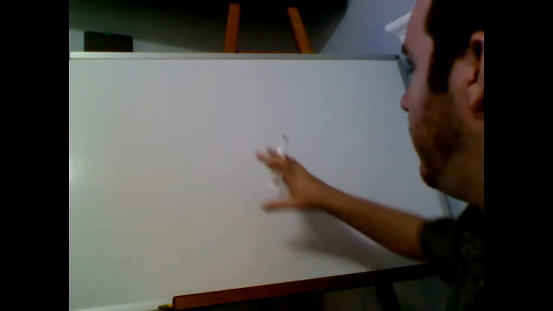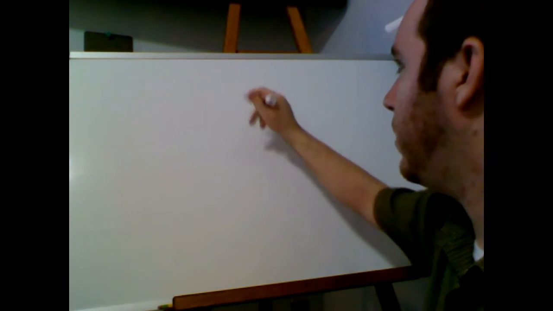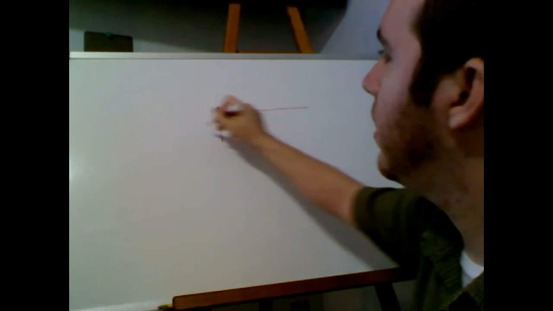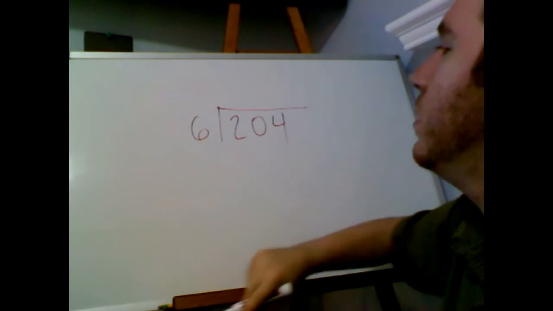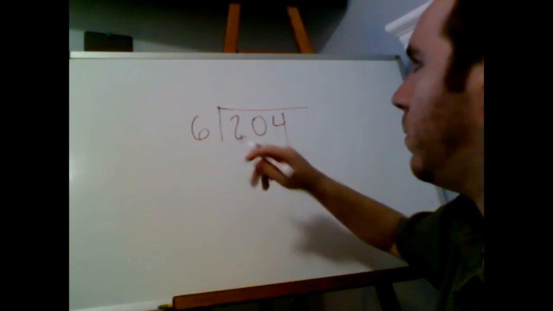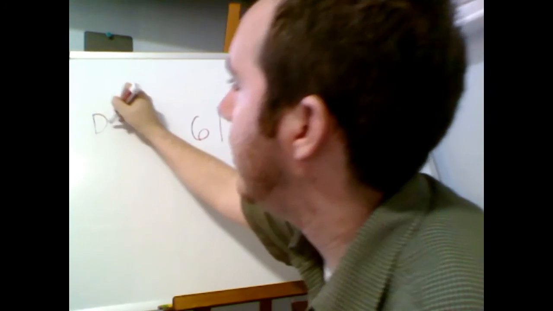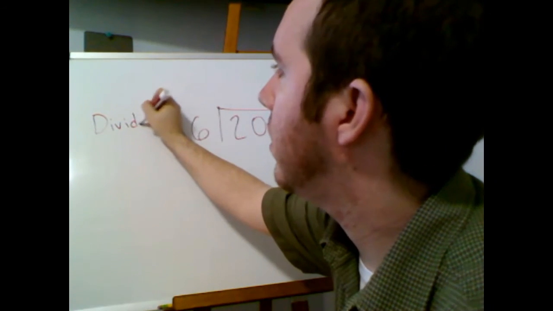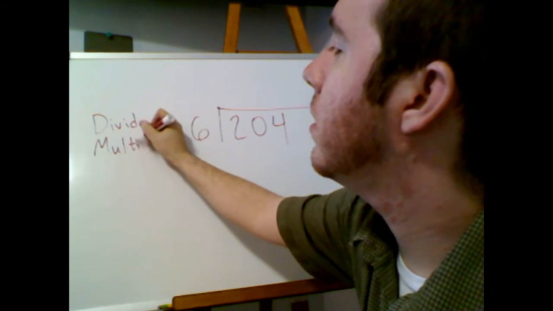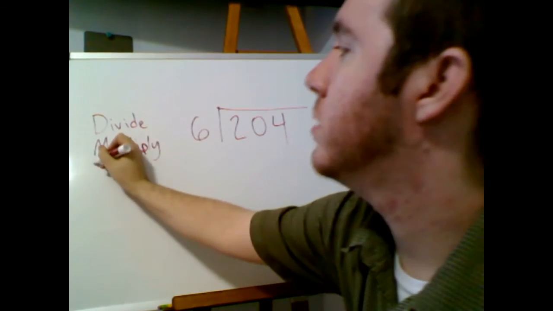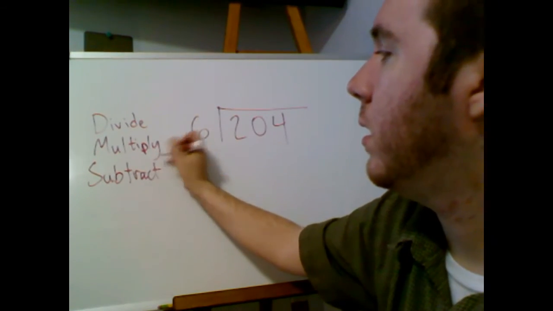All right. So, we're going to do division. Do 6 into 204. So, we have a general pattern we follow. It's divide, multiply, subtract, and bring down.